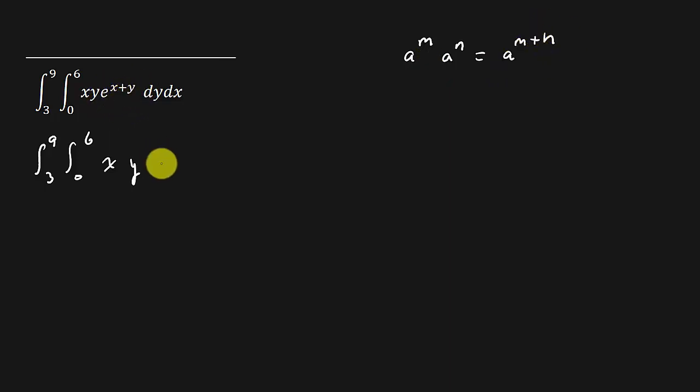So what we're going to do is write this as e to the x times e to the y dy dx. All right, and then we have a property with double integrals. See how we can get the x and the e to the x together, and then that's times y and e to the y. So this we can write as 3 to 9.